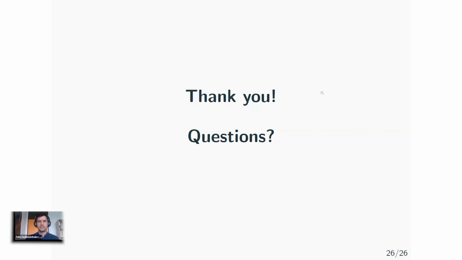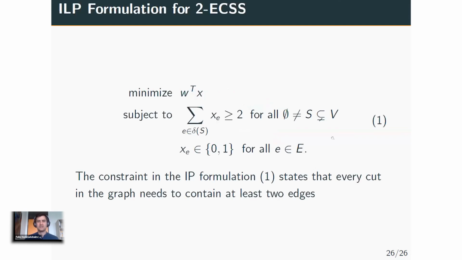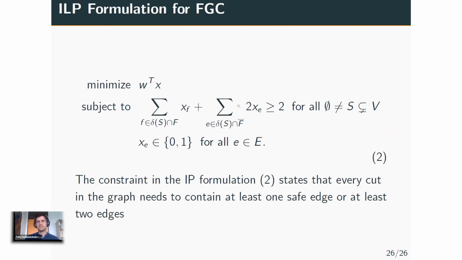Yeah, so actually I've prepared some slides for that question. So the very famous ILP formulation for the two-edge connected spanning subgraph problem looks like this. Here you basically have that all cuts have to have at least two edges. And the algorithm from Jain actually works using this ILP formulation. And we can also define a similar ILP formulation for FGC, which basically states that either you have one safe edge in your cut or two edges.